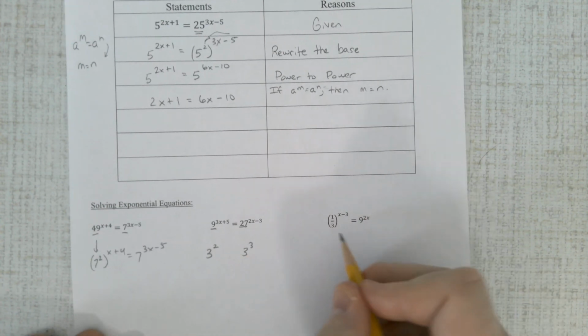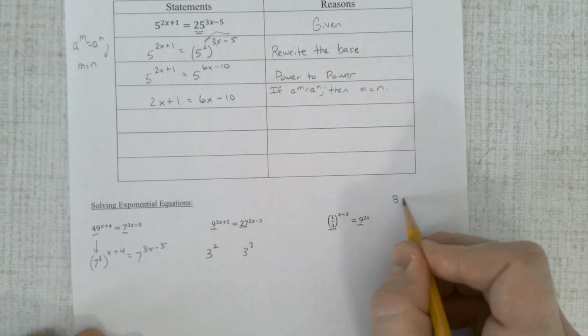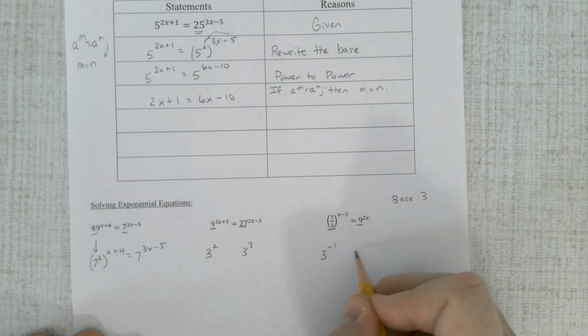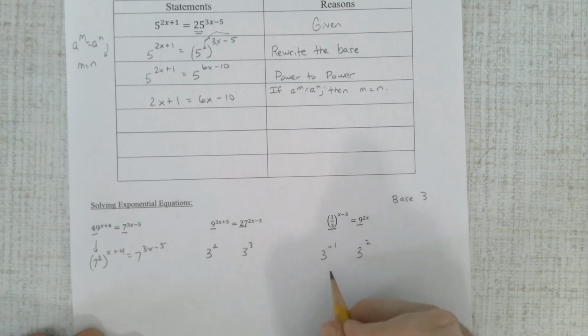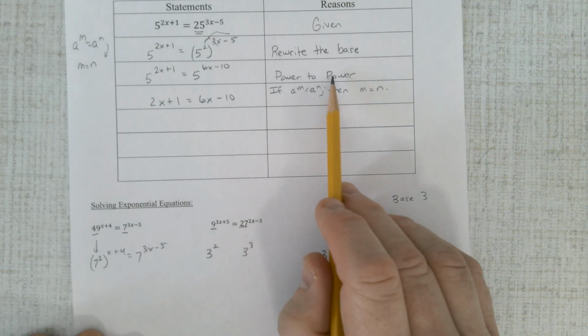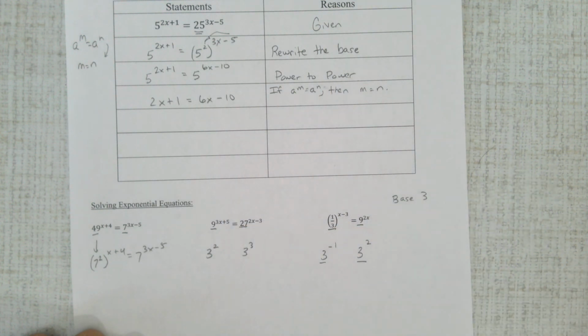And this one right here, we have 1/3 and 9. They're both base 3, because this is 3 to the negative 1, and 9 is 3 to the second. So I got the bases the same for you. Go ahead and put the exponents in. Do this power to power rule if needed. Then bring it down, and then you can solve the equation from there. Alright. Bring this back to class tomorrow, and hopefully we'll go over it.